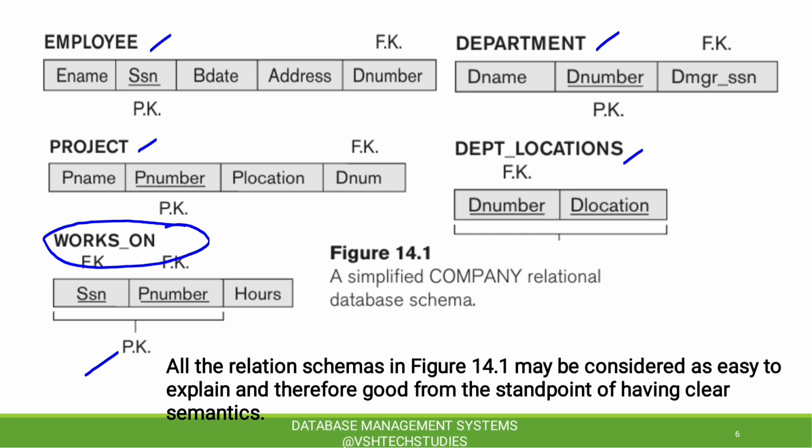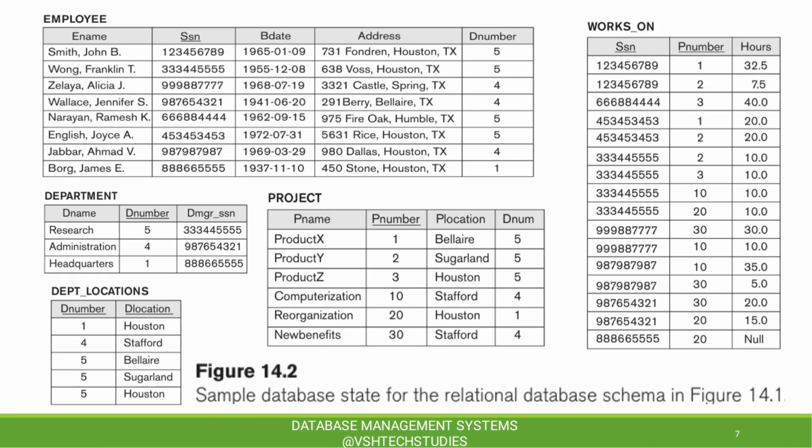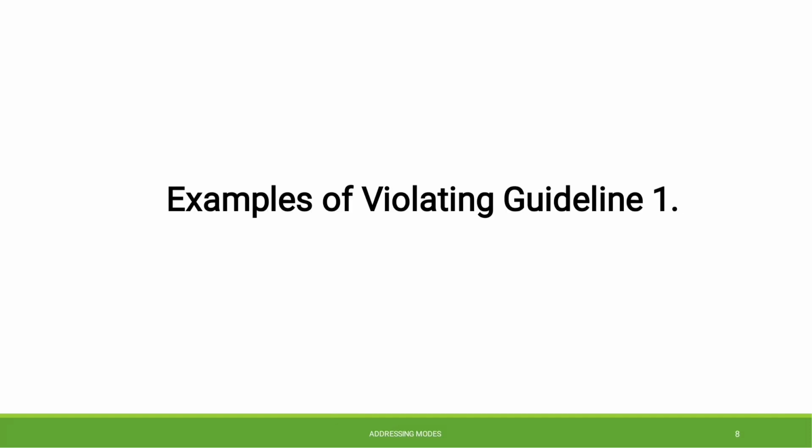that is, data modeling using the entity relationship model or ER model. This is the set of relations which correspond to the set of relation schemas we just discussed. It shows the database state here. State means the set of values stored in each relation. Next we shall see what happens if guideline 1 is violated, through some examples.